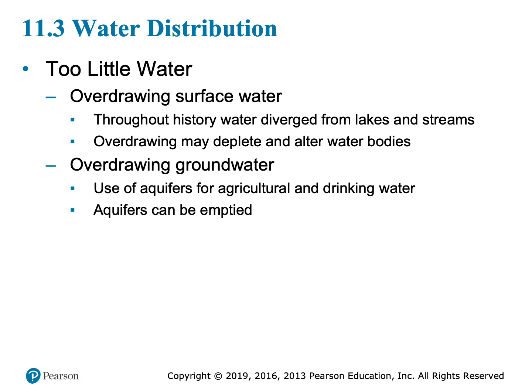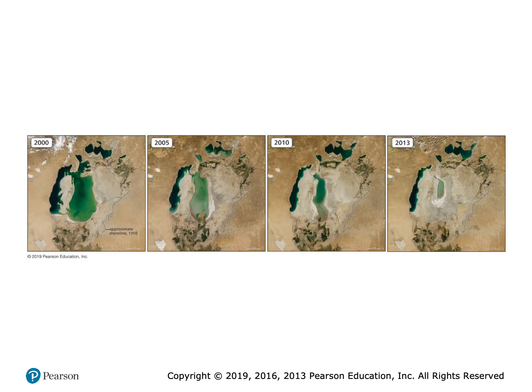So too little water. This brings us to our next point under 11.3 water distribution in your notes. Overdrawing surface water and overdrawing groundwater. So overdrawing surface water has to do with depleting and altering water bodies as water is diverted from lakes and streams. Overdrawing groundwater has to do with emptying aquifers, so the use of aquifers for agriculture and drinking water.